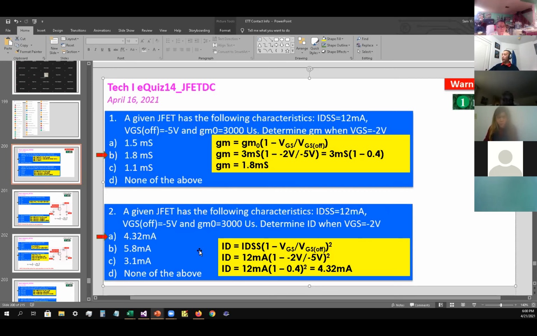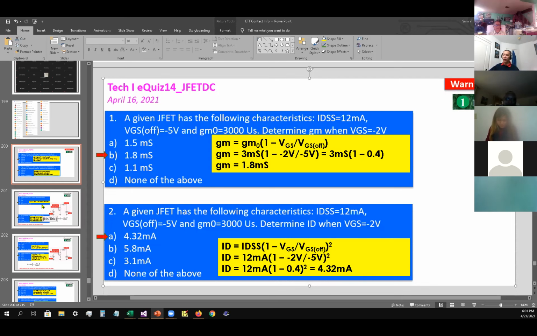We just apply the formula: ID equals IDSS times the quantity 1 minus VGS divided by VGS(off), quantity squared. Then we put in the numbers, so ID is 12 milliamps times the quantity 1 minus -2 volts divided by -5 volts, quantity squared. We multiply that, and the answer is 4.32 milliamps. So the answer is A for number 2.